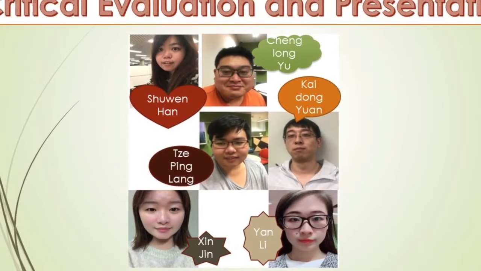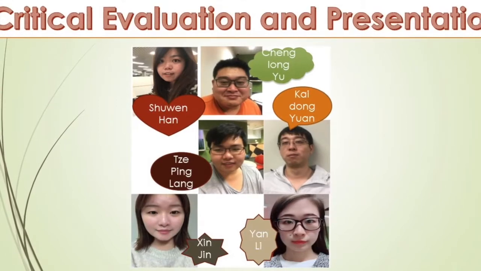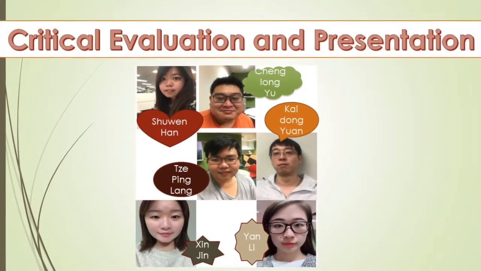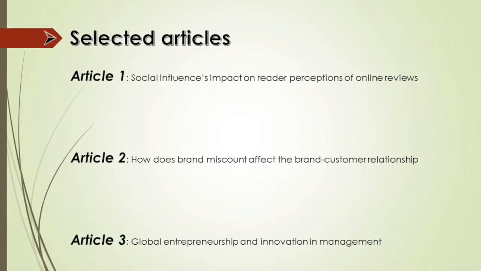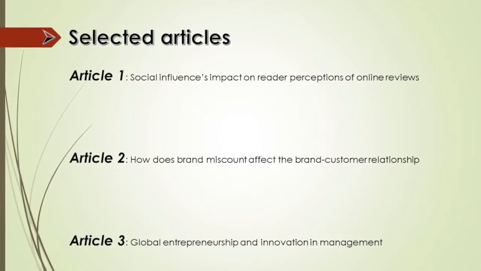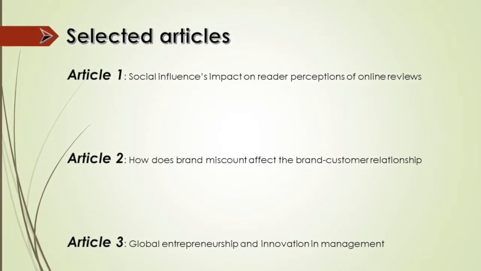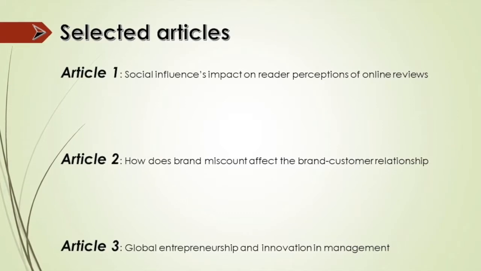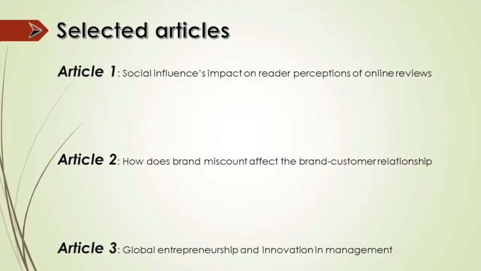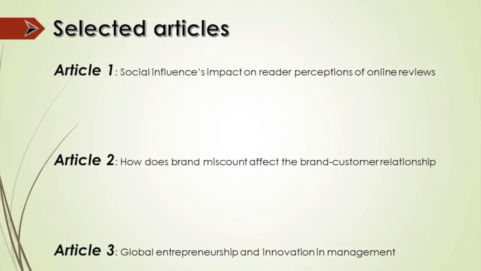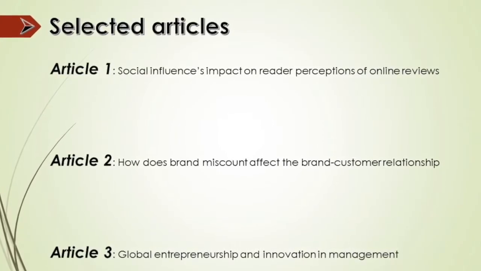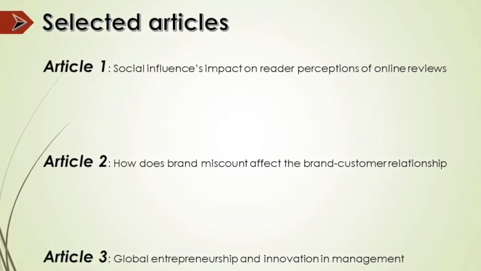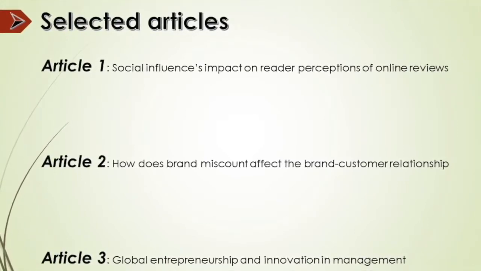In this presentation, our group members Han, Jin, Li, Lang, Yuan, and Yu will show you a critical analysis of 3 journal articles. First, Han and Jin will analyze the article on social influence impact on reader perceptions of online reviews. Next, Li and Lang will cover the article on how brand misconduct affects the brand-customer relationship. Then Yuan and Yu will talk about global entrepreneurship and innovation in management. In the end, based on the analysis, Lang and Yu will do a comparison of each article. Okay, let's get started.